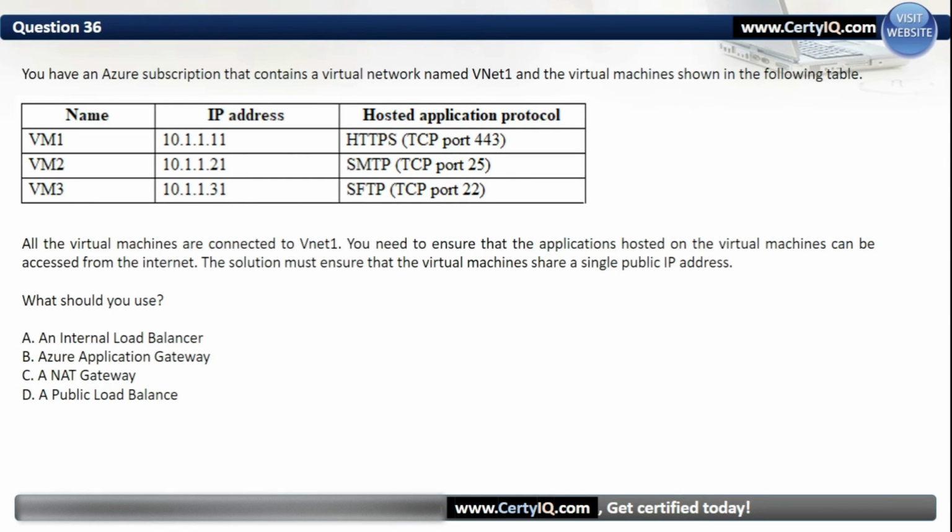Question 36. You have an Azure subscription that contains a virtual network named VNet1 and the virtual machines shown in the following table. All the virtual machines are connected to VNet1. You need to ensure that the application hosted on the virtual machines can be accessed from the internet. The solution must ensure that virtual machines share a single public IP address. What should you use? Our options are A. An internal load balancer, B. Azure Application Gateway, C. A NAT gateway, or D. A public load balancer. The correct option is D. A public load balancer.